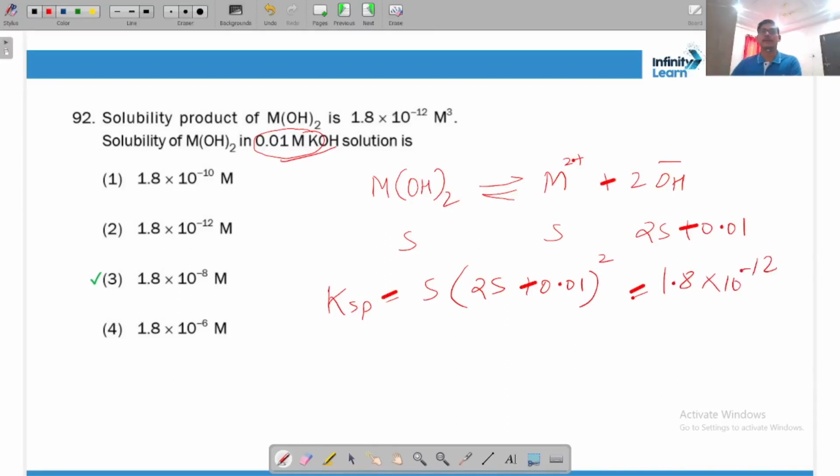So again here approximation is applied that KSP is small, so solubility will be small, and because of the common ion effect it will decrease further, right? So as compared to 0.01 we can ignore this term 2S. It is always done like that. So solubility multiplied by 0.01 square, which is 10 to the minus 4, is equal to the KSP. You can work it out, no big deal. The answer will come out to be this one.